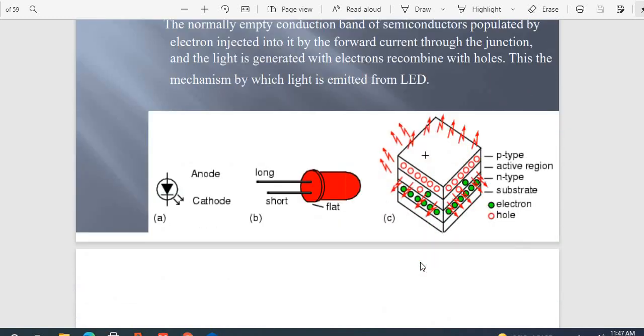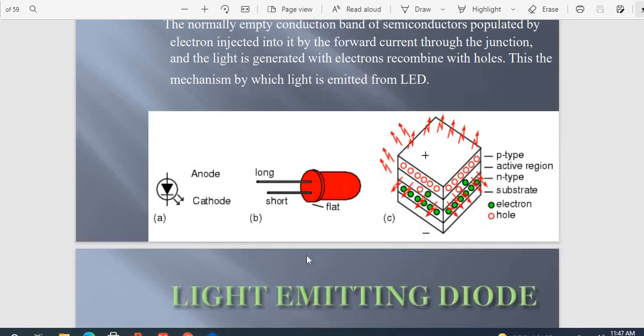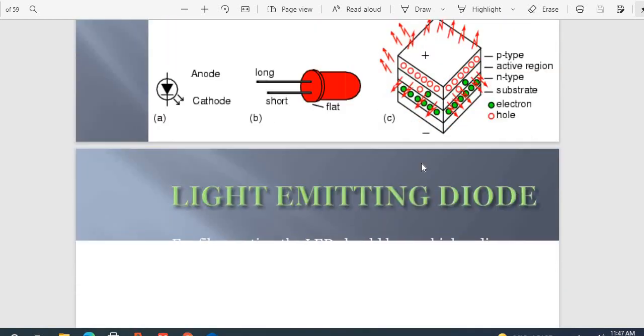So you get the anode and the cathode. We have two ends for the LED, one longer and one shorter, and we get this substrate diagram. You should draw it and write about the basic construction. So what is the basic construction? The electron and hole recombine, and electrons are injected by the forward current through the junction. This is the mechanism by which light is emitted from the LED.